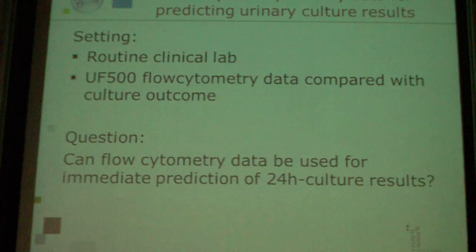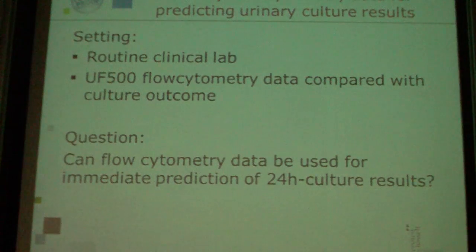Okay. Then one of the last studies we did was to investigate if the use of the flow cytometry data could be used to predict the results of the culture of urine. You know that when you have a bacteriological analysis, you inoculate the sample on plates. You have to wait 24 hours, incubate them at 37 degrees Celsius, and then you have an idea about what bacteria it is, and you can use it for further identification and for antibiotic sensitivity testing.